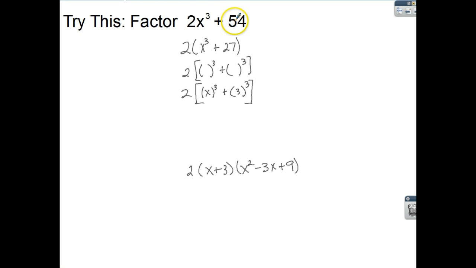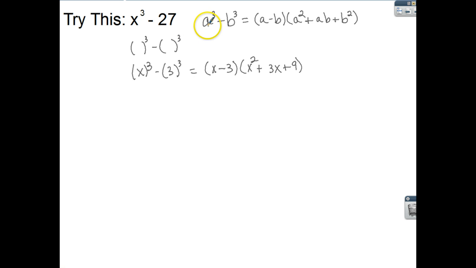Okay, in this one we did have a common factor 2. We take the 2 out. We're left with x cubed plus 27. Then we try to see if this is the sum of two cubes. Is there something I can cube and get x cubed? Yes, x is my a. Is there some number I can cube and get 27? Yes, 3 cubed is 27, so 3 is my b. So it becomes a plus b, a squared minus a times b plus b squared, and the 2, don't forget the 2, the common factor we took out to start with.